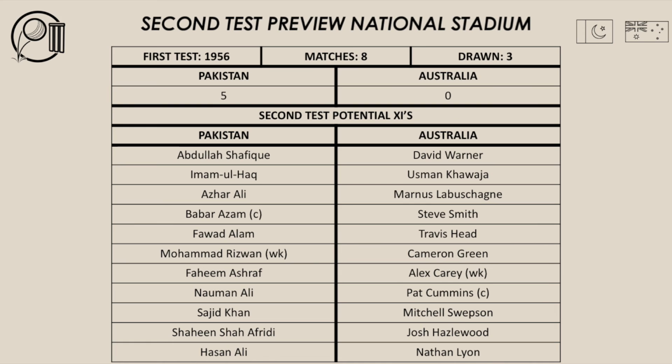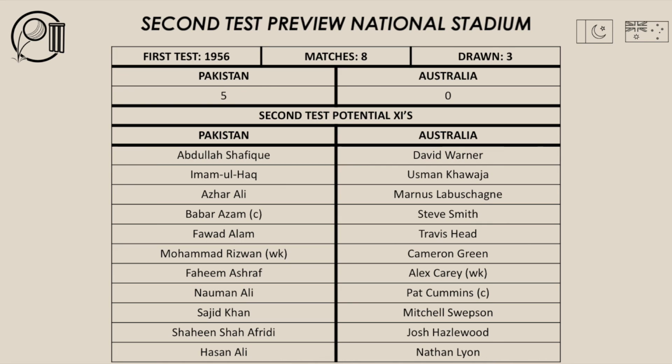Let's have a look at Australia's potential 11 for the second test. Warner, Khawaja, Labuschagne, Smith, Head, Green, Carey, Cummins, Swepson, Hazelwood and Lyon. I think Australia will make 1 change to their 11 for the second test at the National Stadium. I think Mitchell Starc will miss out for Mitchell Swepson, who will probably come in to make his test debut.